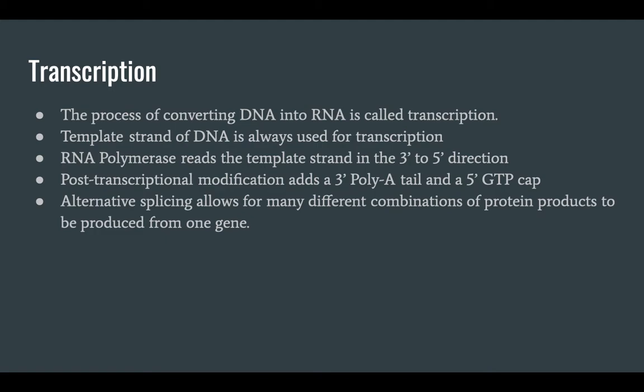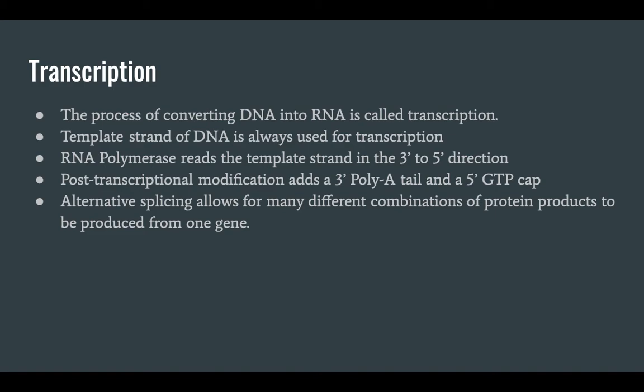Finally, alternative splicing. First, think about how many proteins a normal cell can produce. That's way more than the number of genes there are. There are roughly 20,000 genes, and there are way more than 20,000 proteins. The way that's carried out is through alternative splicing. Alternative splicing allows for many different combinations of protein products to be produced from one gene. Within genes, there are things called exons and introns. Exons are considered the useful DNA, and the introns are considered the garbage DNA. The introns are not in the final RNA product.